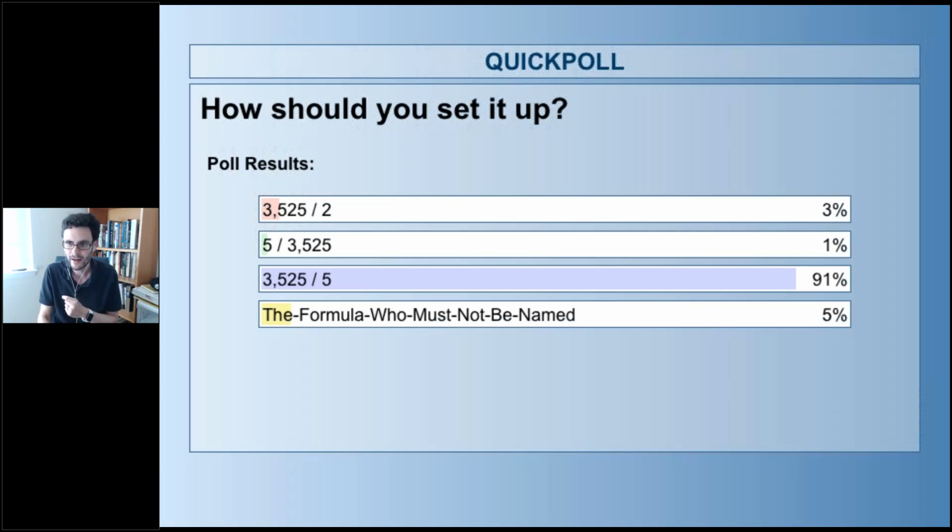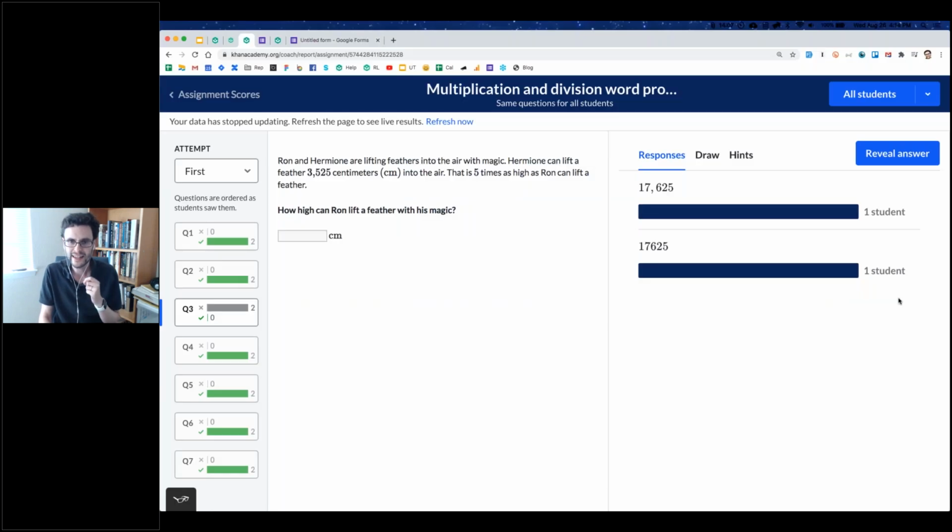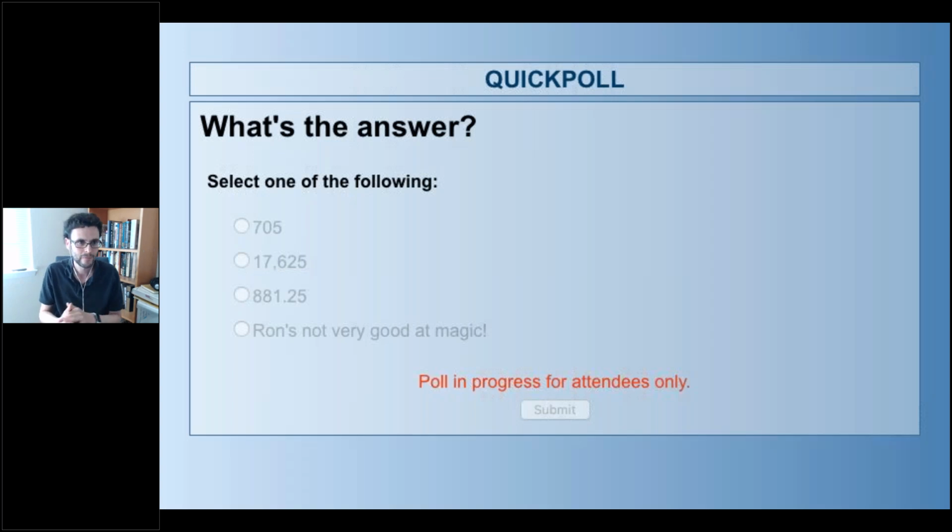And now we're going to actually talk about the last step here. So hold on one second. What is the answer? I want to have this be a little more interactive. So first of all, go ahead and do your own calculation. Let me know what you think. Is Ron at 705 centimeters, a little more than 17,000 centimeters, 881 1/4 centimeters, or is Ron just bad at magic in general, so it's not even worth calculating?